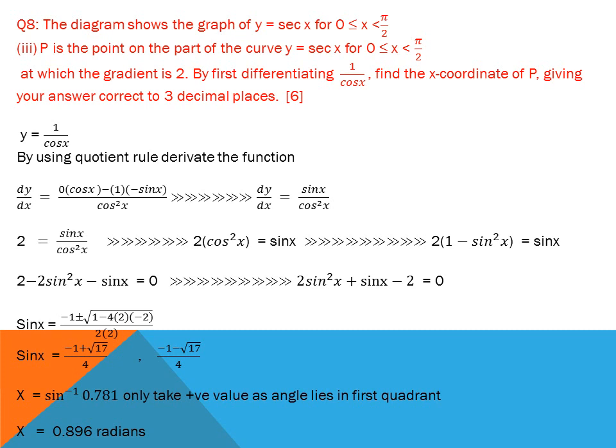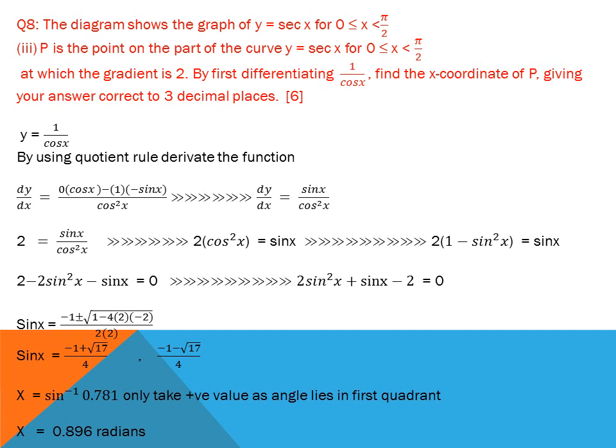First, I differentiate by using quotient rule dy over dx. By using quotient rule, the derivative of 1 is 0 and cos x as it is. Then take a negative sign and take 1 as it is numerator and take the derivative of cos x, minus sin x. When simplified, dy over dx is equal to sin x over cos square x. As the gradient of the curve is 2 at P, so we use dy over dx is equal to sin x over cos square x, so 2 cos square x equal to sin x. I use the identity cos square x equal to 1 minus sin square x, so 2 times (1 minus sin square x) is equal to sin x.